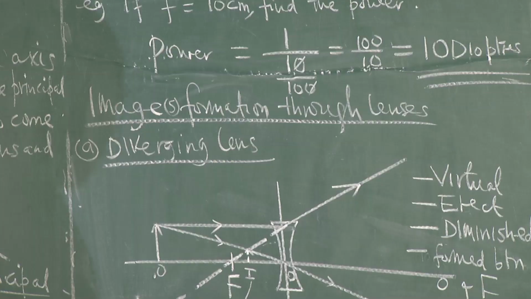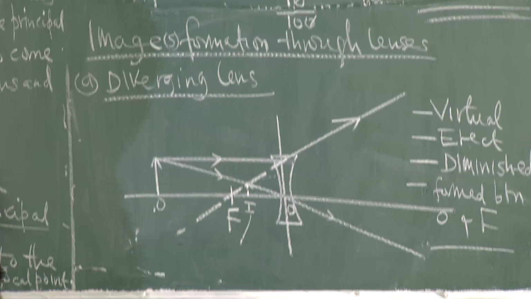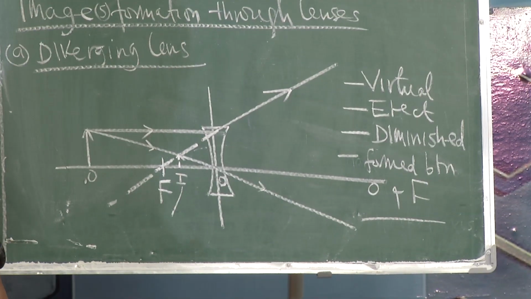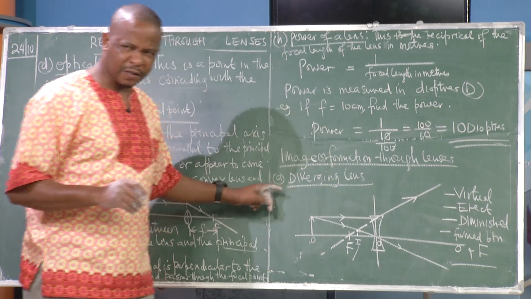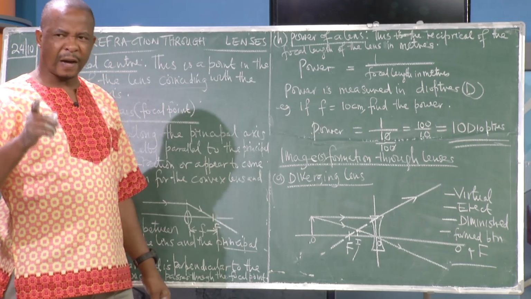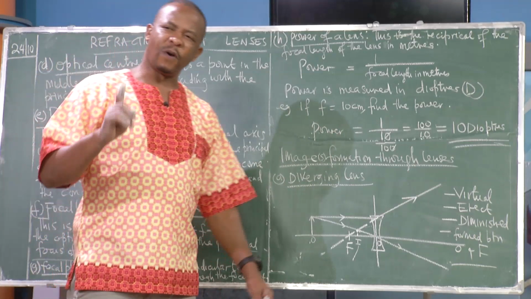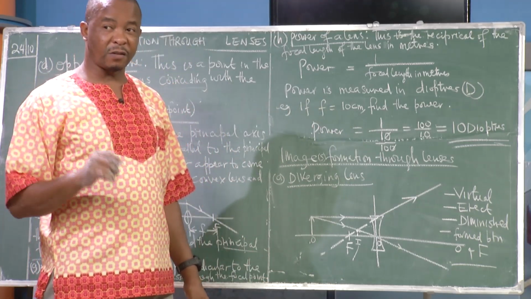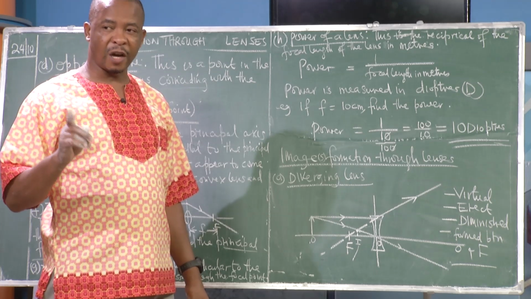The reading assignment that I'm leaving you with is to make sure that you practice on drawing the images formed by the convex lens. Read and draw images formed by the convex lens. When we meet in our next lesson, we shall start from there.